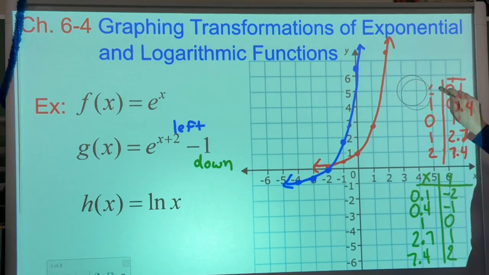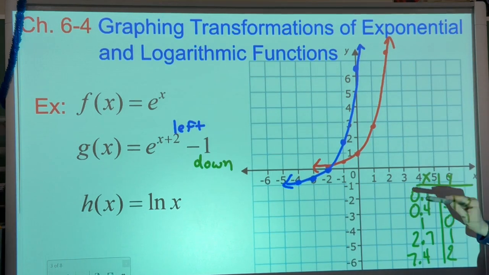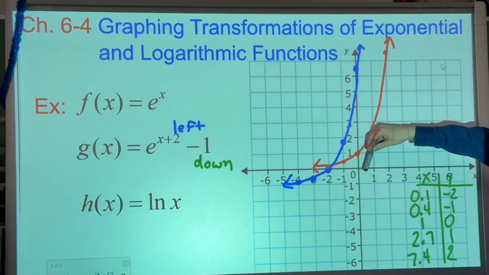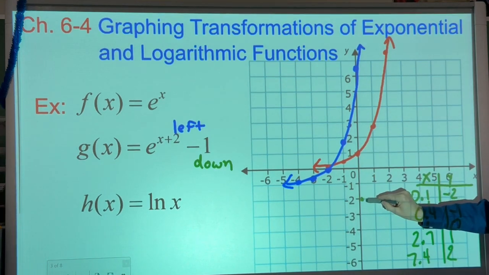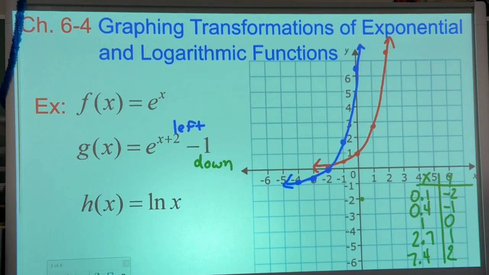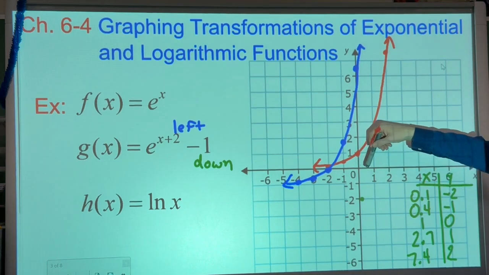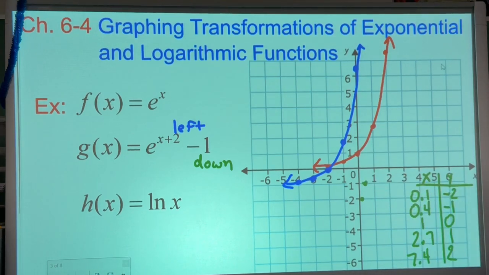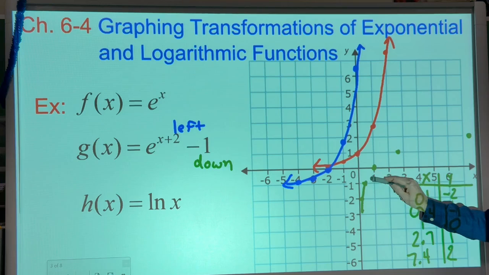So let me get rid of those, get them out of the way, so I can draw my inverse graph. 0.1 would be over just a teeny bit, down to -2, trying not to touch the y-axis. It's really, really close though. 0.4 would be almost halfway for x, down to -1. 1, 0. 2.71. 7.4, 2. And there's our inverse function.